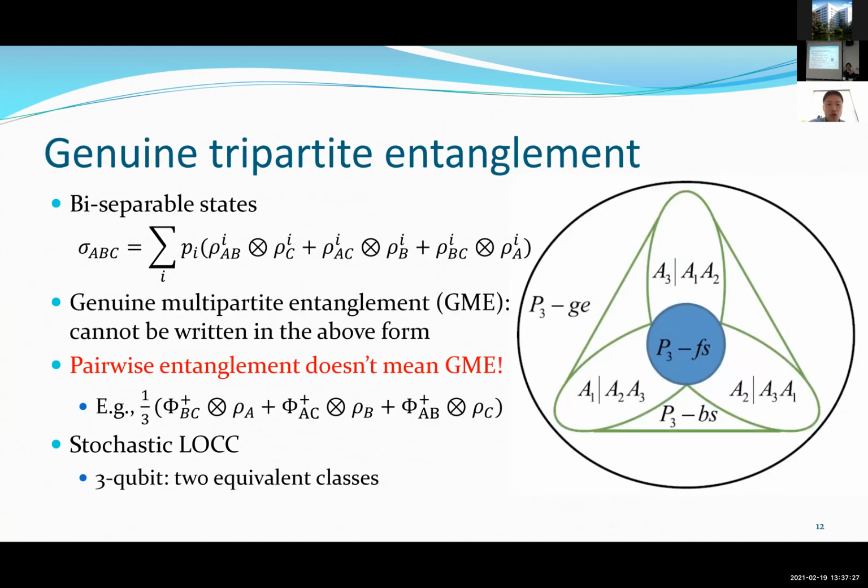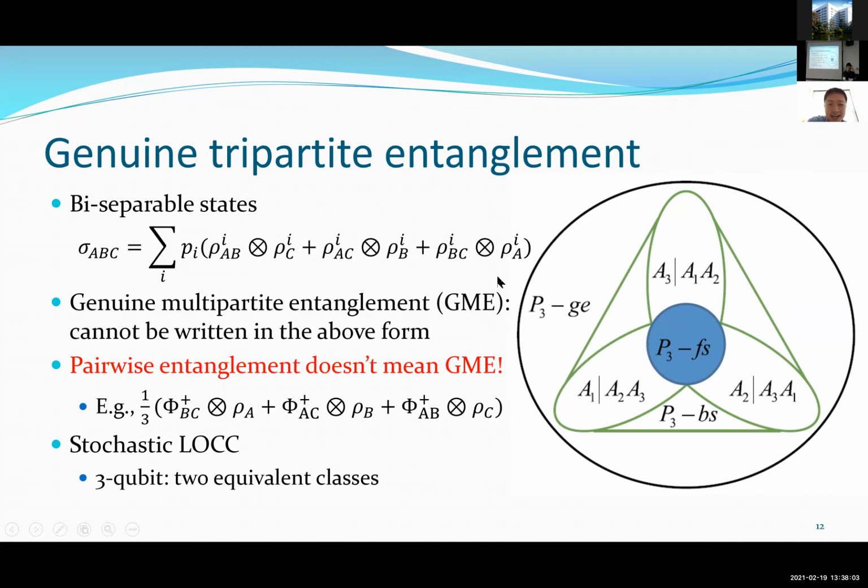All right, so genuine tripartite entangled state. For the three-party case it is simple. It's rho AB tensor rho C, rho AC tensor rho B, rho BC tensor rho A. Those are all biproduct states. A linear combination of all these we call a biseparable state. If a state can be written as a linear combination of biproduct states, it is a biseparable state. That's a simple definition.